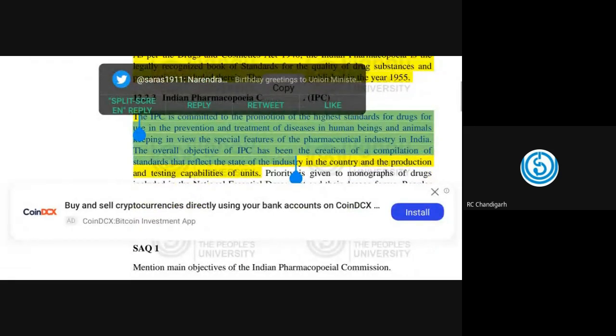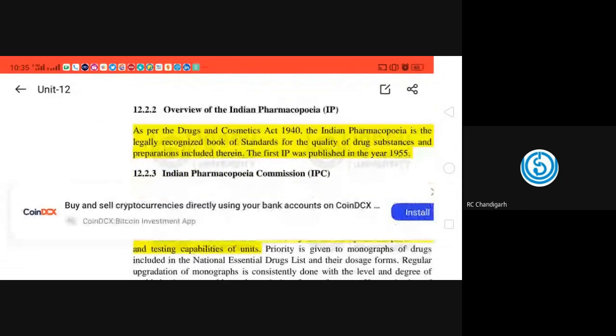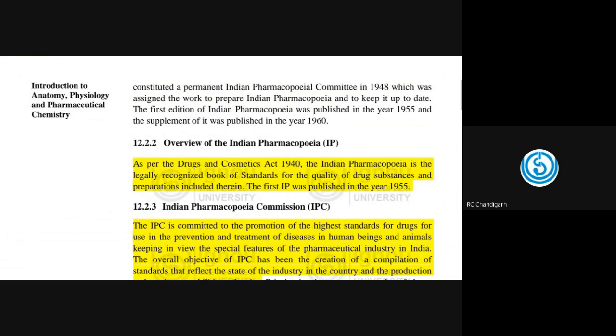Overview. So, overview of Indian Pharmacopoeia. As per the Drugs and Cosmetics Act 1940, the Indian Pharmacopoeia is the legally recognized book of standards for the quality of drug substances and preparations included therein. The first Indian Pharmacopoeia was published in the year 1955.